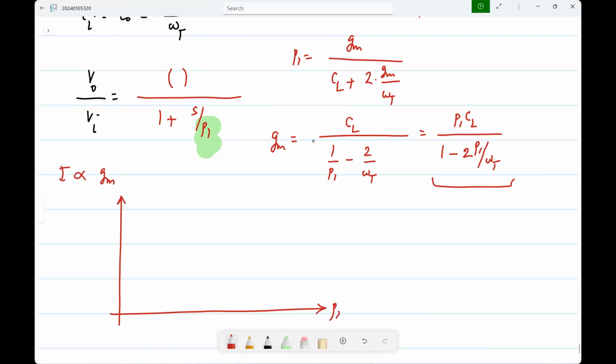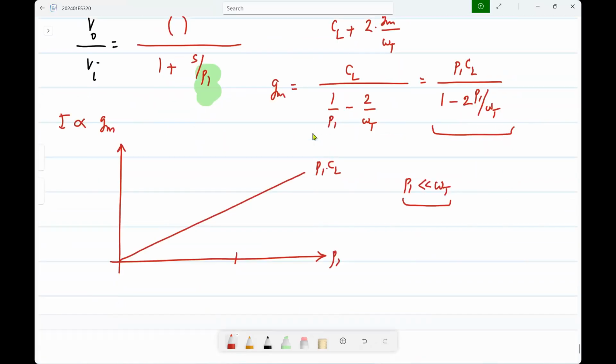What is it at very small values of P1? So when P1 is much less than omega t. Omega t is some sort of speed limit of the process, right? When you're operating well within the speed limit, you will get P1 times CL, that's all. Okay. So it is just linear. But what really happens as you approach, in this case, omega t by 2? So basically for very small values, it will follow this and then it will just blow up.